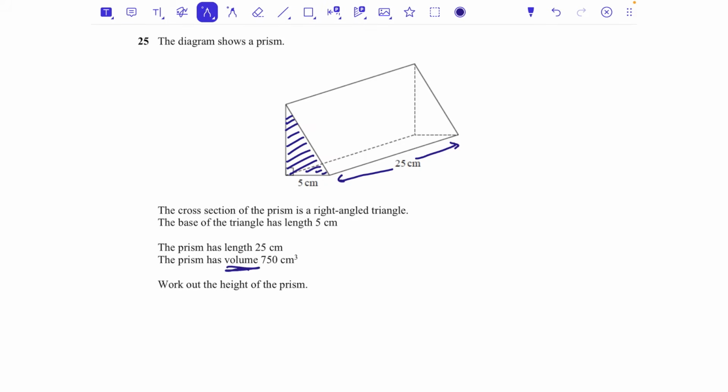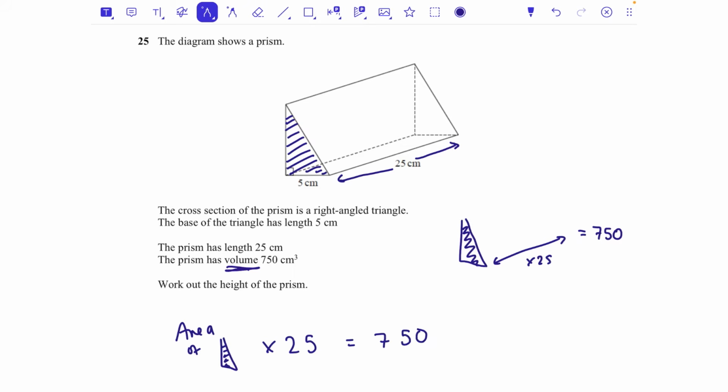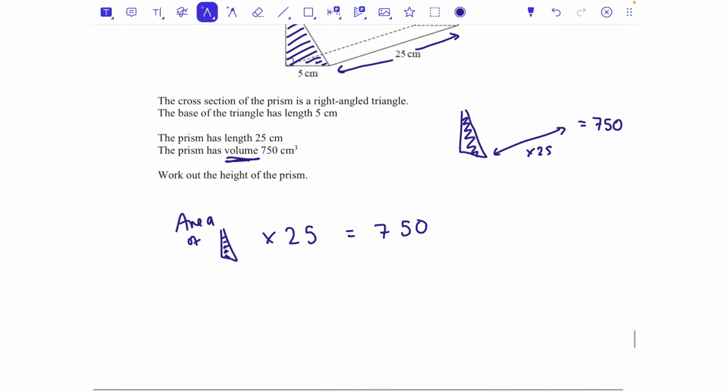To get the volume of a prism, it is the area of that cross-section multiplied by how far back it goes. And they're telling us the answer to that is 750. So I know that the area of that triangle times by 25 equals 750. So let's work backwards here, and I'm going to start by doing 750 divided by 25. Now if you get a division and you don't like it, or it's quite big numbers, I would always write it as a fraction, and then you can just simplify the fraction.